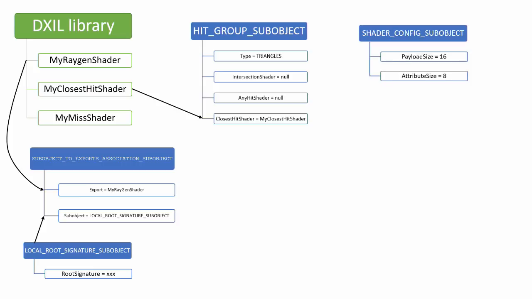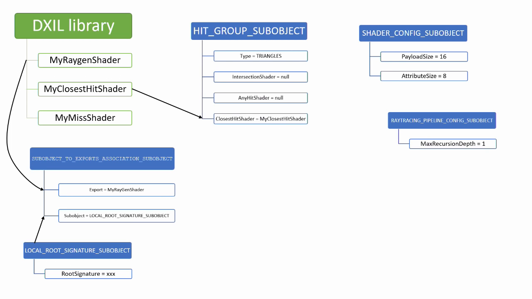I can also create some configuration objects. These are important for getting maximum efficiency out of the shader compilation. So in the shader config, I specify that the payload size for this is going to be 16. That's the payload structure that you heard about earlier that passes information between the different steps in the ray tracing pipeline.